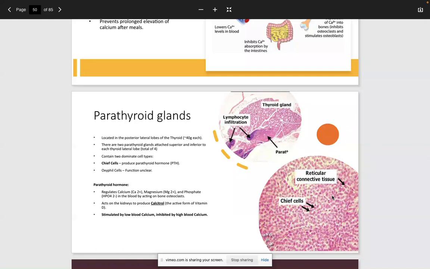There are two different cell types which predominantly make up the parathyroid gland. These are the chief cells, which are the cells that I think are the most important because they are responsible for the production of parathyroid hormone, right?